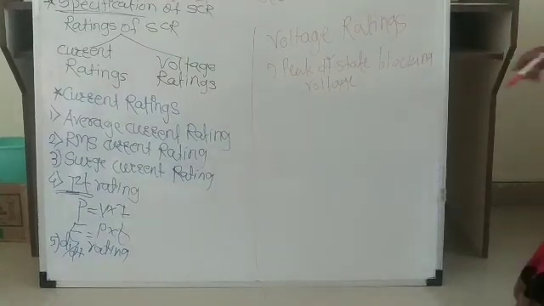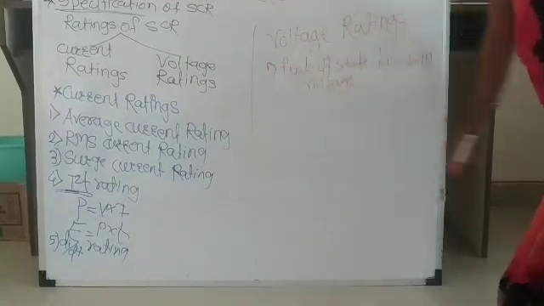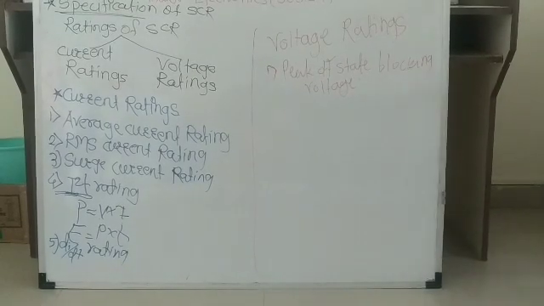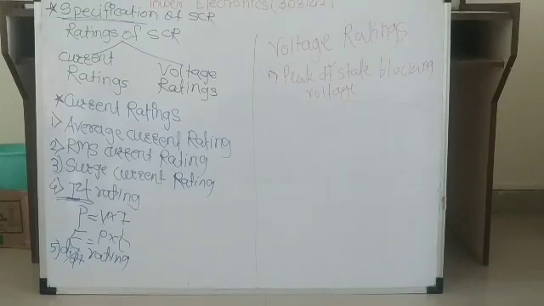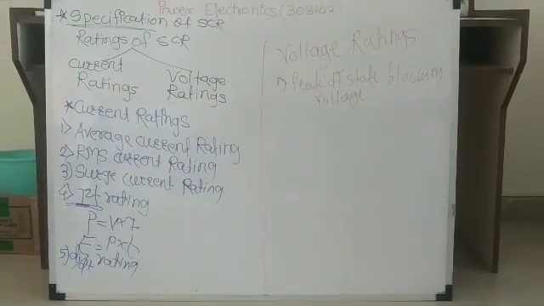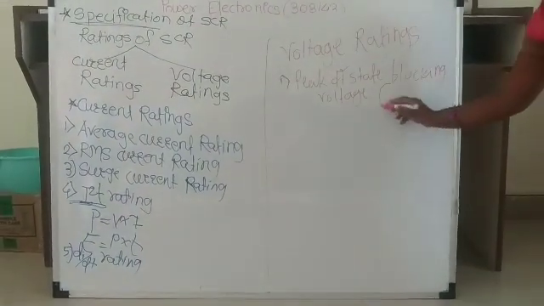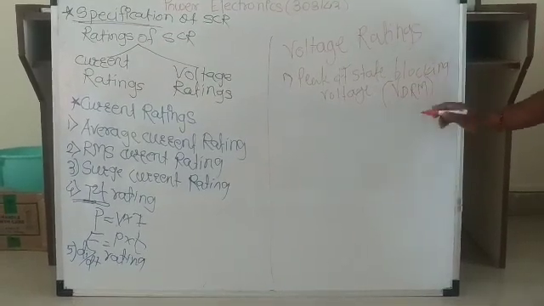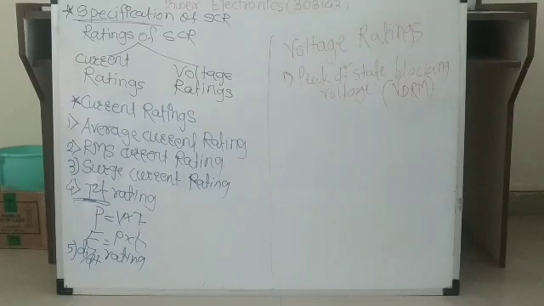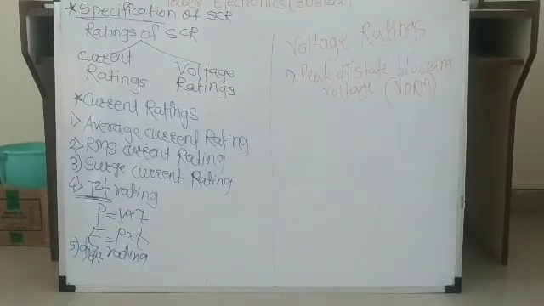Peak offset blocking voltage. This is the first type of voltage rating. This peak offset blocking voltage is denoted by VDRM. This is the short form for it. Now see what happens in peak offset blocking voltage.